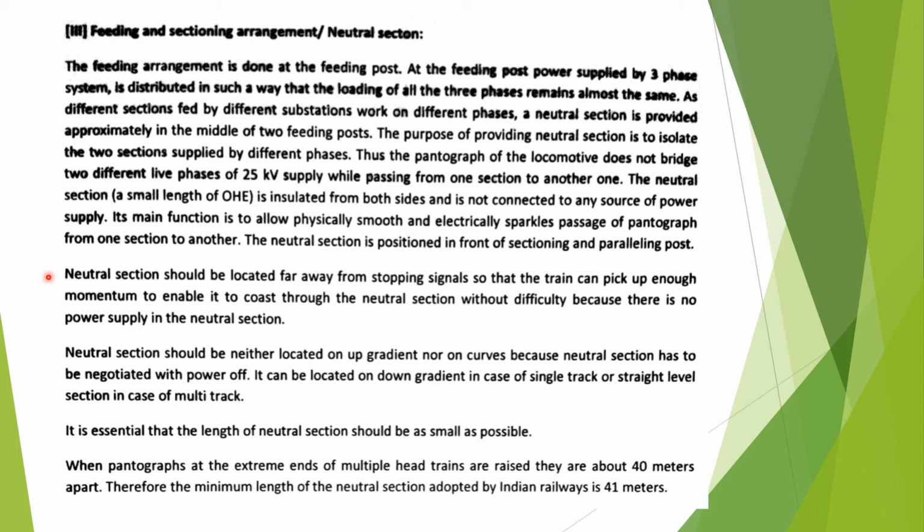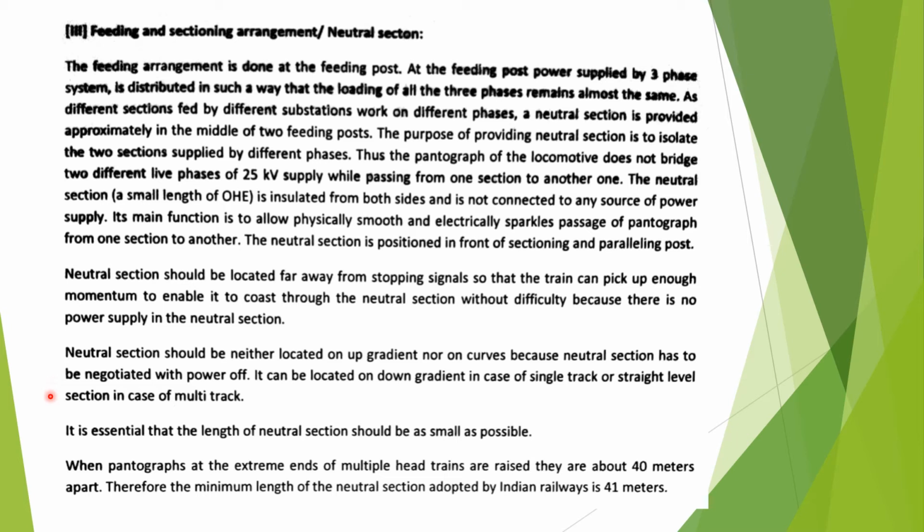So what are the requirements as far as the neutral section is concerned? The neutral section should be located far away from the stopping signal so that the train can pick up enough momentum to enable it to coast through the neutral section without difficulty, because there is no power supply in the neutral section. The neutral section should be neither located on up gradient nor on curves, because the neutral section has to be negotiated in power off condition.